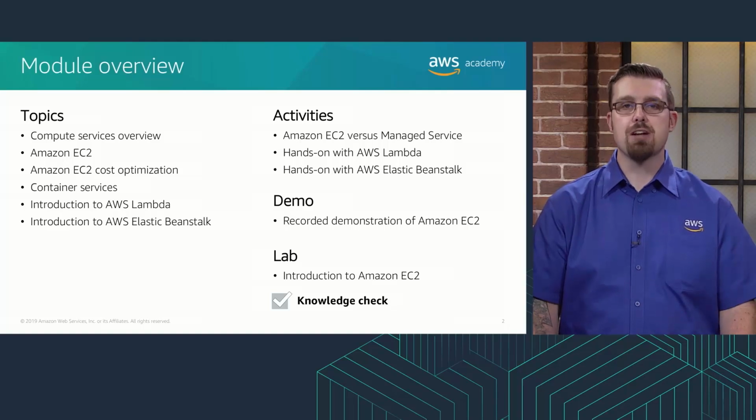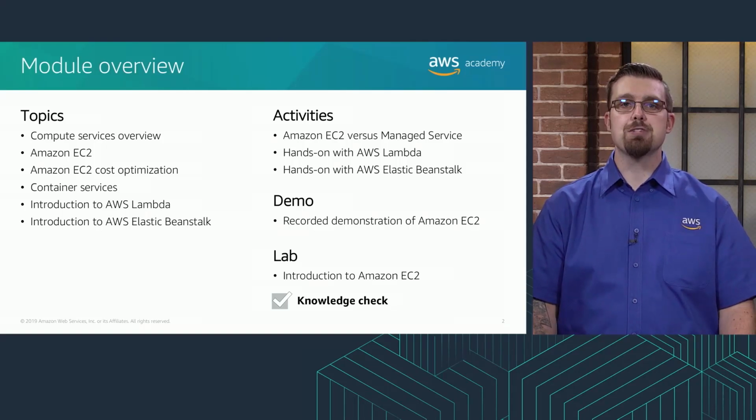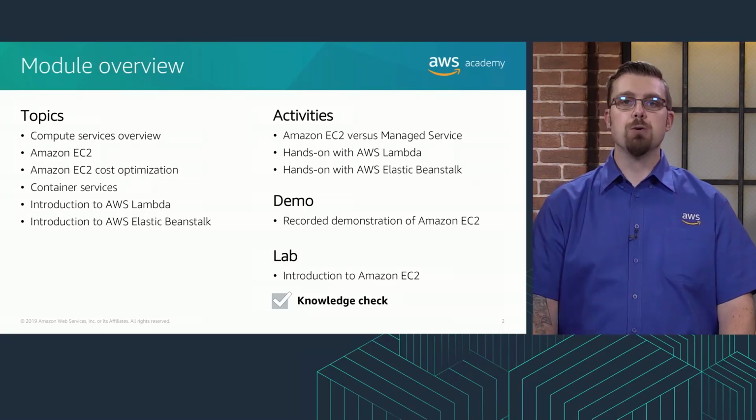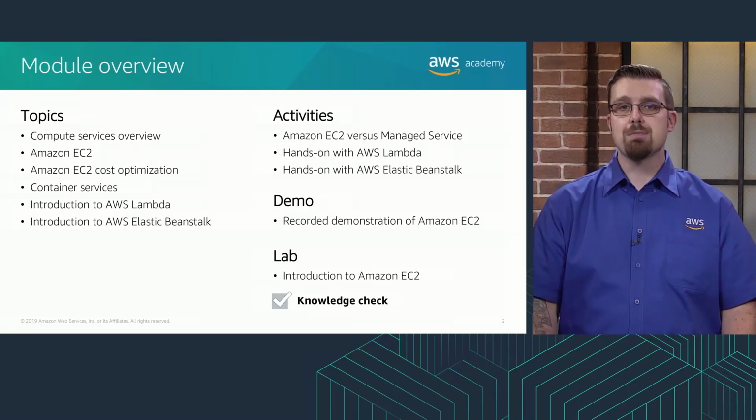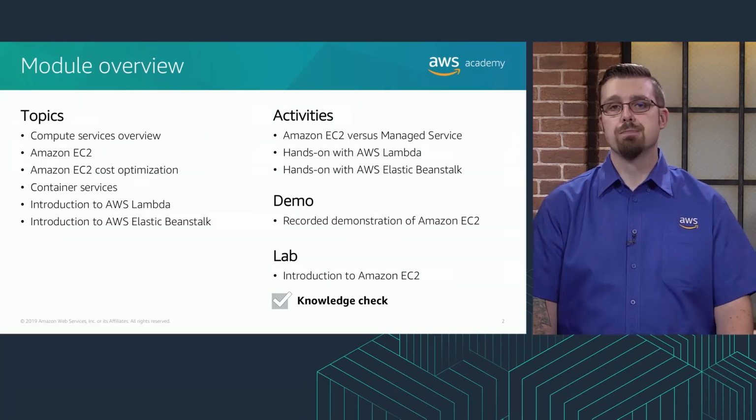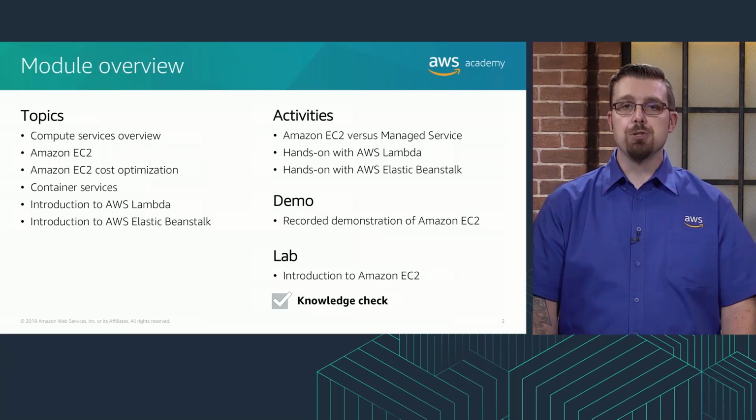In addition to the topics covered in this module, there are several resources available to further your understanding of the AWS compute services, including a recorded EC2 demonstration and a hands-on lab where you practice launching EC2 instances from the AWS Management Console. You will also explore the advantages and disadvantages of running a database deployment on Amazon EC2 versus running it on Amazon Relational Database Service, RDS, as well as several activities where you will explore AWS Lambda and Elastic Beanstalk. Finally, there's a knowledge check that you will use to test your understanding of the key concepts that are covered in this module.